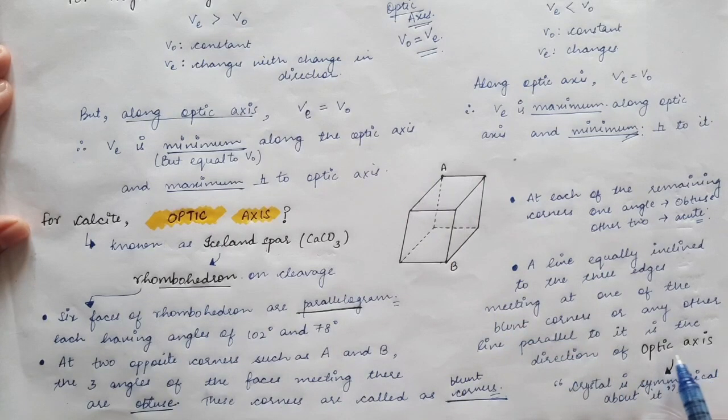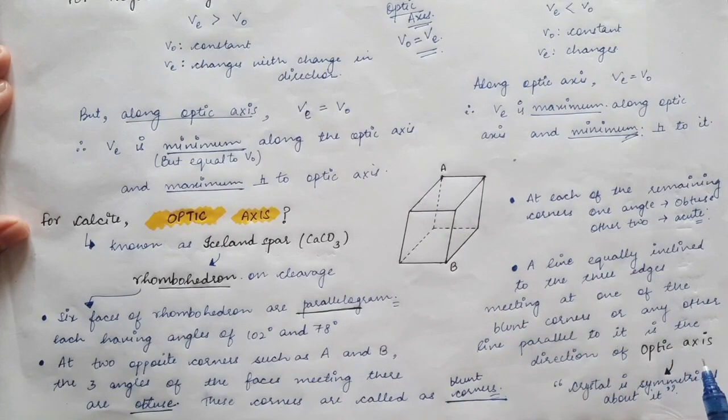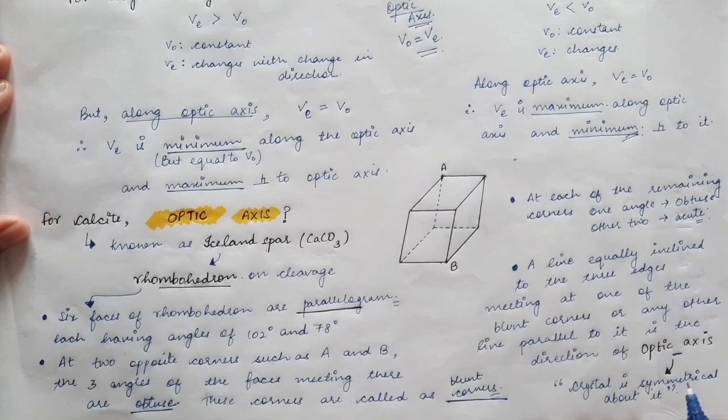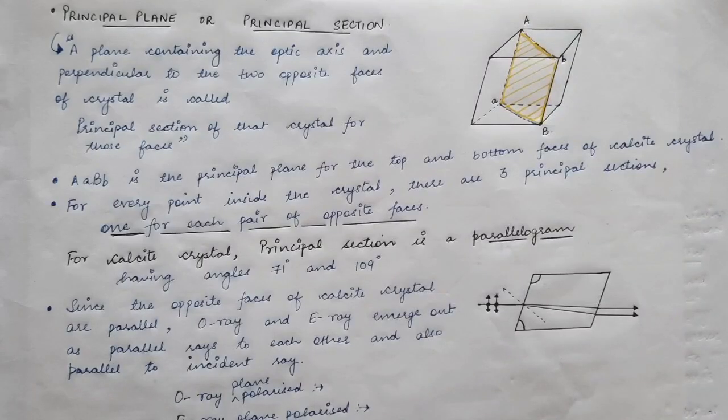As we have said, the optic axis is not a single line in the crystal, it is a direction. Any line parallel to the optic axis will also work as the optic axis. The optic axis is the direction such that the crystal is symmetrical about it. So the crystal is always symmetrical about the optic axis. Now we are going to see what the principal section in a calcite crystal is.